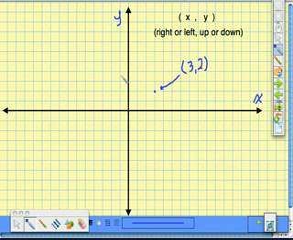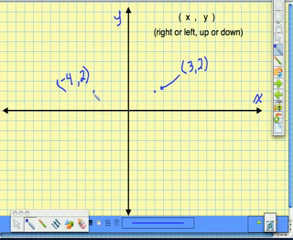If I have another point, let's say one that involves a negative number. If I have (-4, 2). This first number tells me how far right or left I go, and since it's negative, I'm going to go back 1, 2, 3, 4. And the second number will tell me to go up 1, 2. This point here is the point (-4, 2).